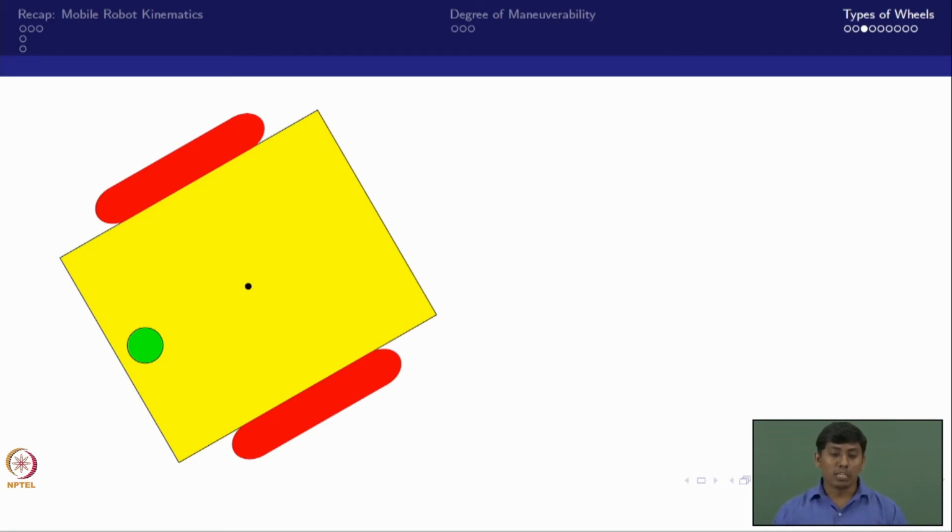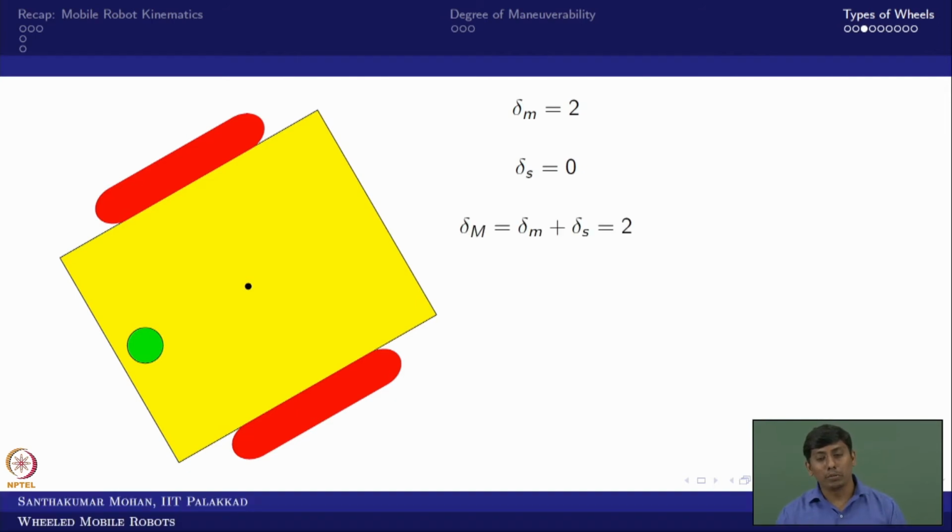Imagine this mobile robot has one ball caster in the rear and two, you can see, two red fixed wheels. Now if you talk about degree of maneuverability, what would that be? It is the sum of degree of mobility and steerability. But here, by looking itself, you can see that there is no active power for steering, right? These two wheels are powered, which is providing the mobility. So the degree of mobility is 2. What would be the steerability? Here 0. So the degree of maneuverability would be 2 plus 0, which is nothing but 2.